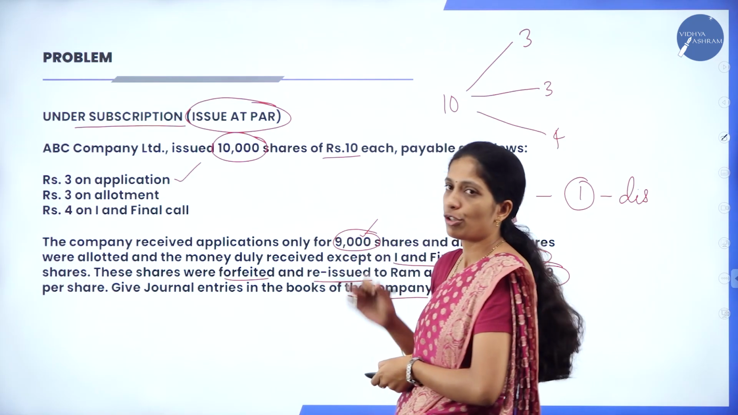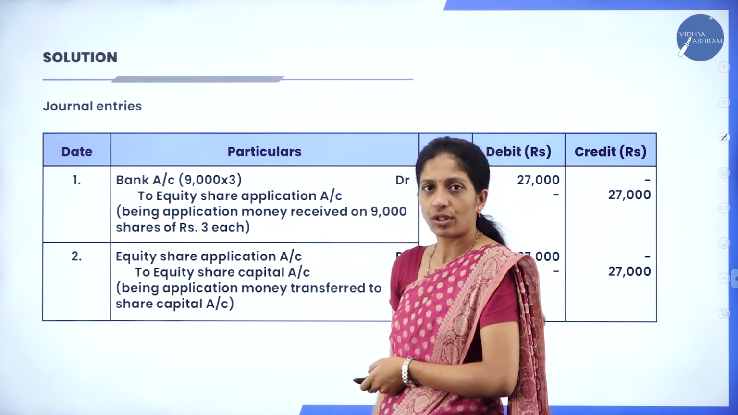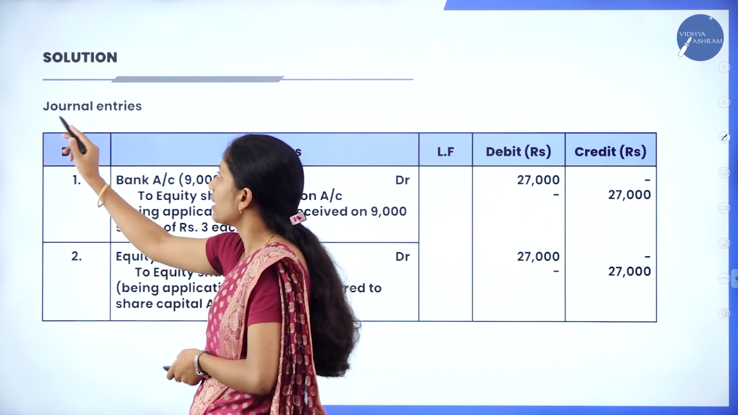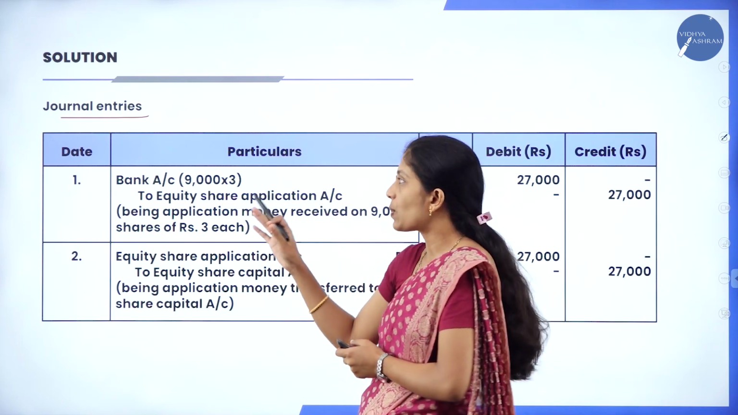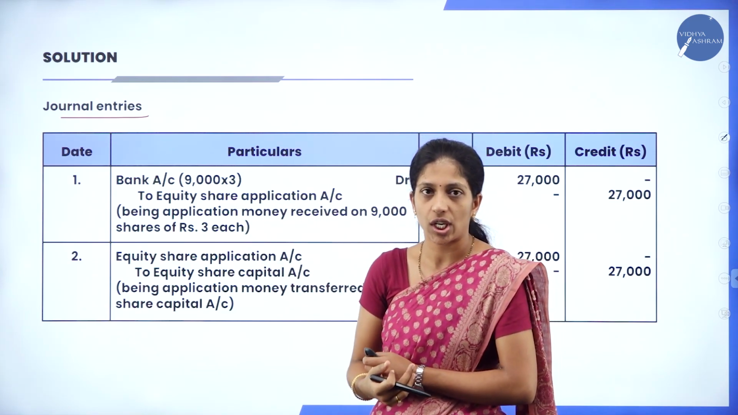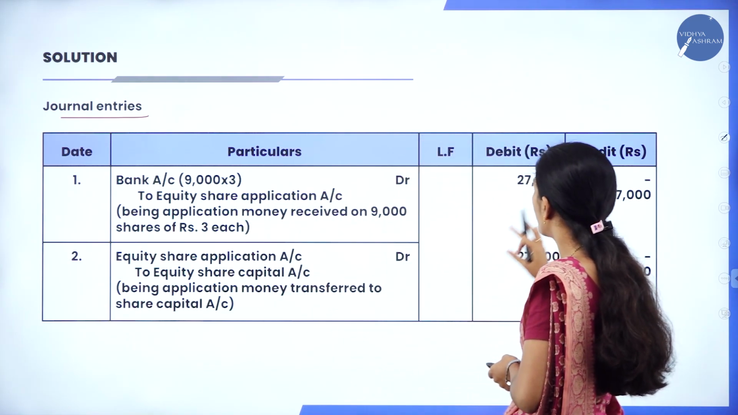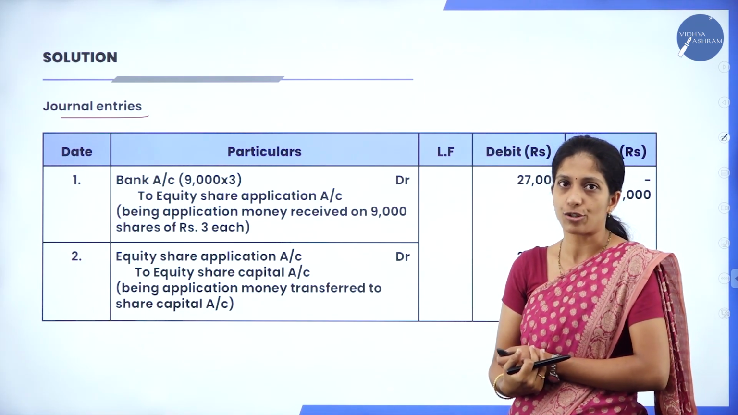Now, come to the solution directly. How can you begin the solution? Write the heading journal entries. What is your format? Format is same as your journal: date, particulars, ledger folio, debit rupees and credit rupees.